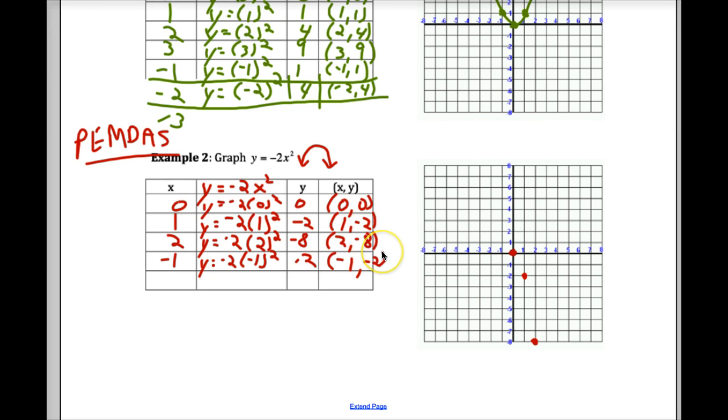Negative 1, negative 2. All right, are we starting to get points that are across from each other? Yeah, that's a good thing. We've got our parabola going on. I bet if we try negative 2, we're going to get a point across from that. It's probably going to be negative 8 again. Negative 2 squared is 4 times negative 2 is negative 8. We get (negative 2, negative 8) right here. And I think we're good to go to try to graph it.